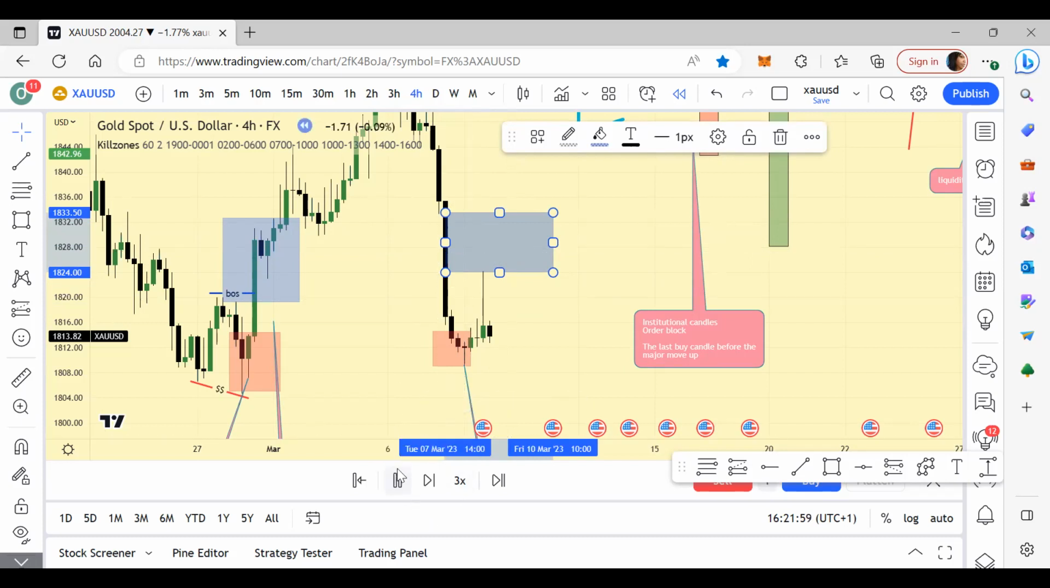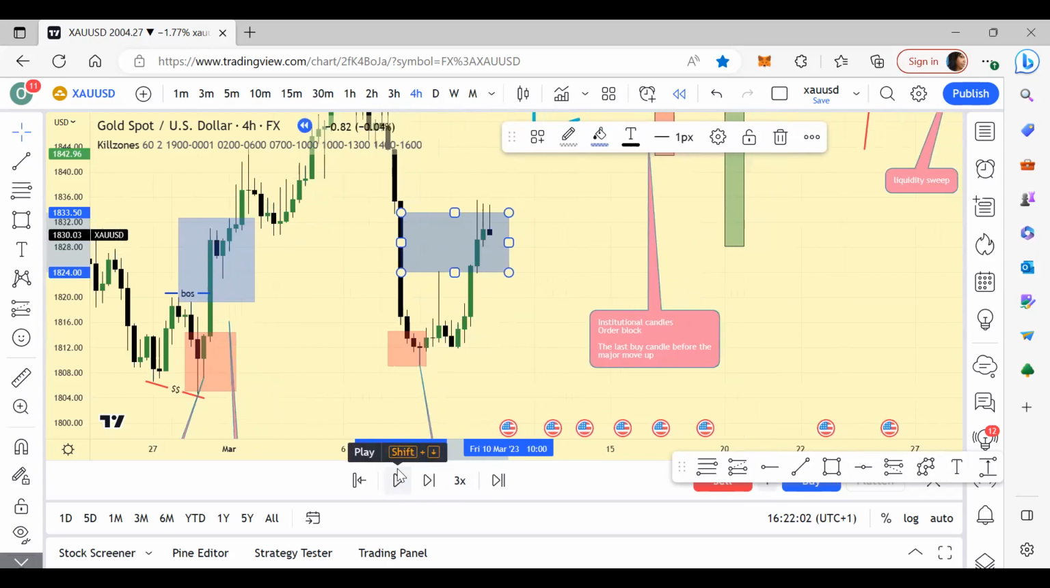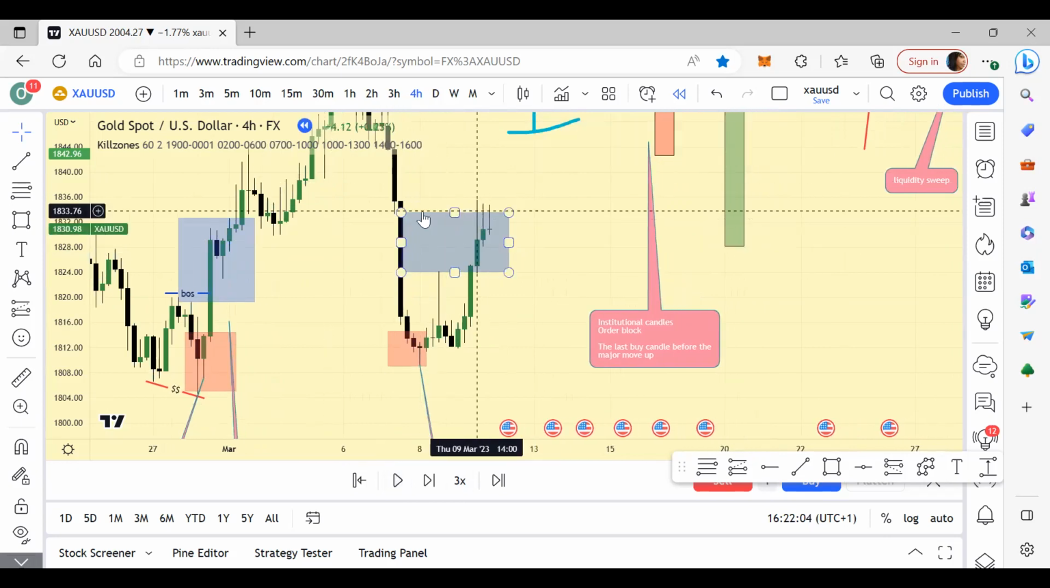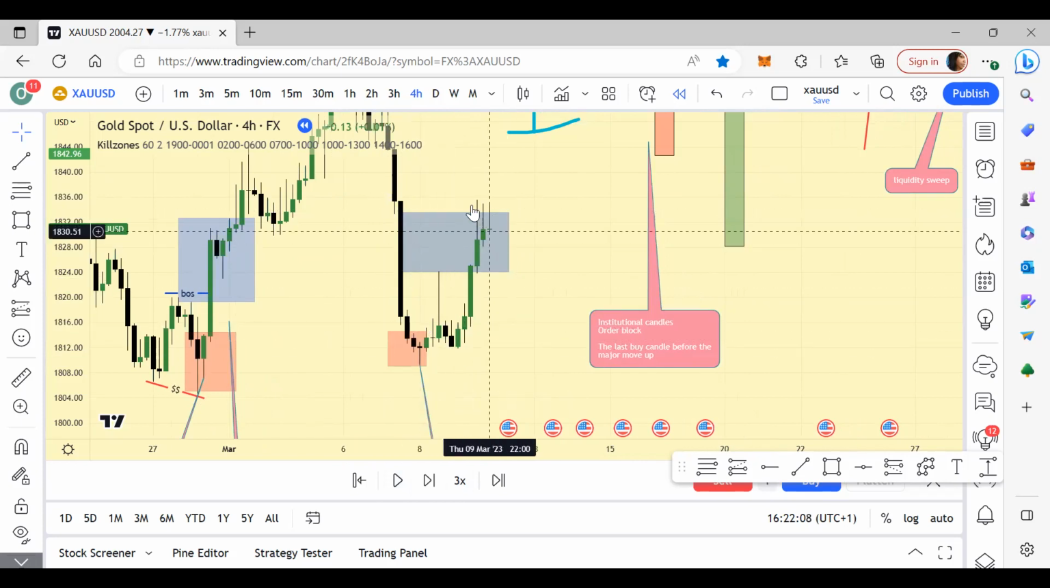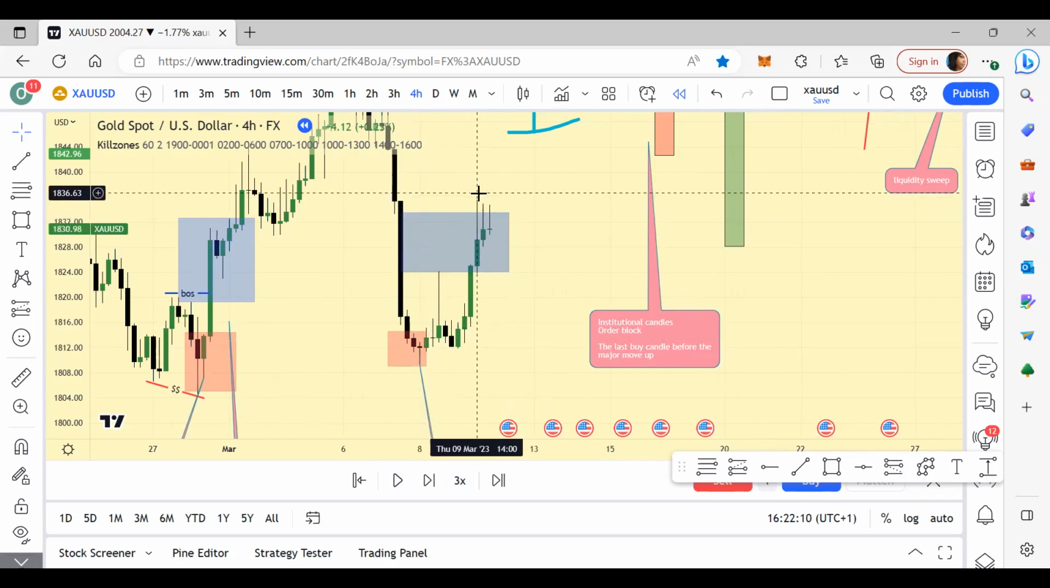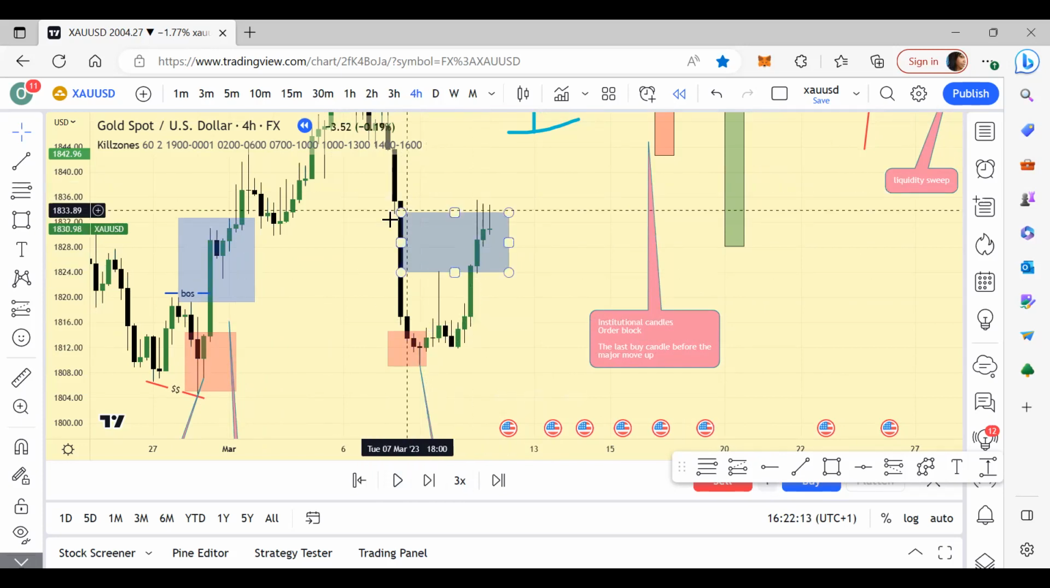Let me just quickly play this. Now, you can no longer say that this is an imbalance. Why? Because price has come and completely filled it up. So this is no longer an imbalance. And typically, imbalances have to be filled up in the market. Gaps have to be filled up in the market.